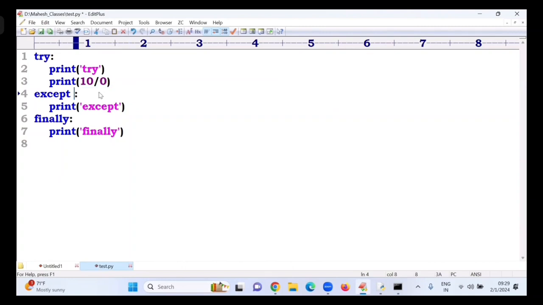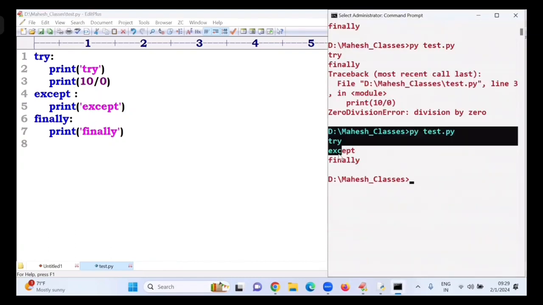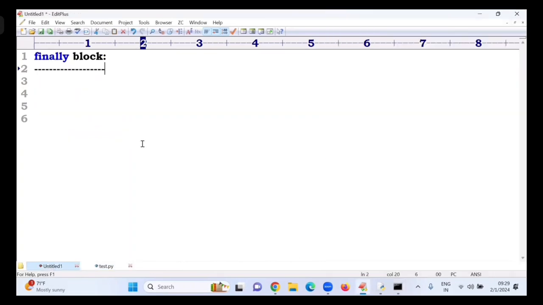Suppose I don't give anything, now which type of except block is it? It is the default, and the default can handle anything. Now with try, except, finally, I handle the exception. Then I'm not getting any abnormal termination, only graceful termination. Sir, finally block.